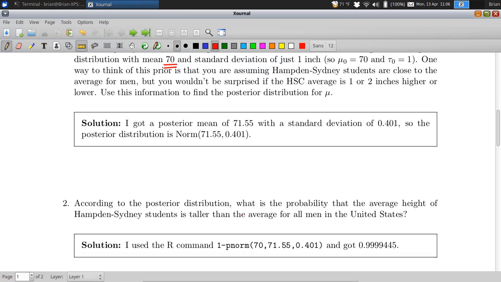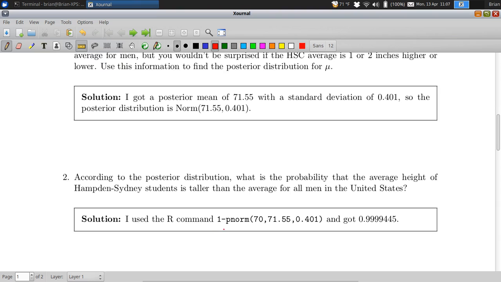Okay, next question I asked is, if we use this posterior distribution, we can answer questions like, what's the probability that the average for Hampton-Sydney students is higher than the average for all men in the United States? Given that my sample was so tall, my 47 students had an average height of 71.85, that's suggesting pretty strongly that Hampton-Sydney students are taller than the average for men in the United States. And so if you just calculate using the posterior distribution now, the probability that the actual average for Hampton-Sydney is all the way down at 70 or less, that's just the left tail of the distribution.